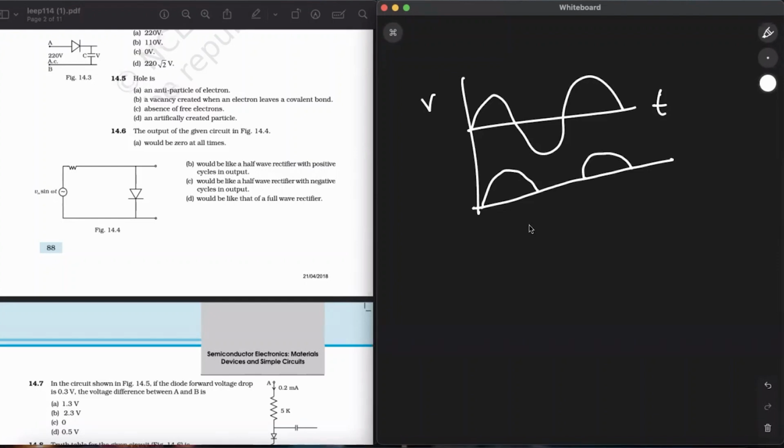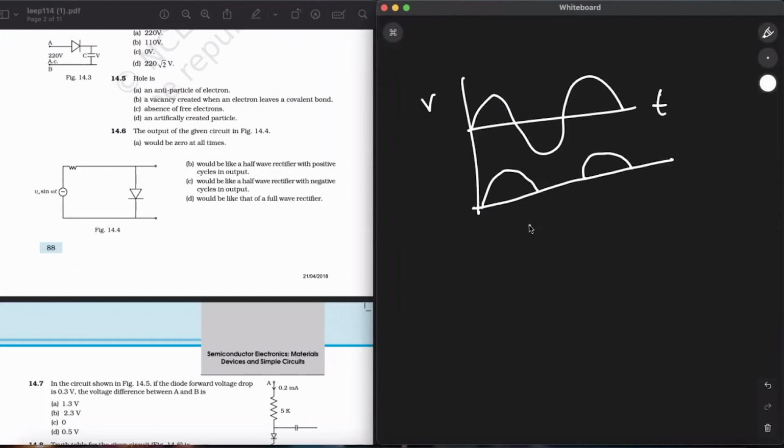And when the diode will be in the reverse bias condition, the negative half cycle of AC voltage that I showed now, the circuit will break at the point where the diode has been put in reverse bias. That will break the circuit and the negative cycle of the potential will not flow through. Okay, the resistance of the PN junction becomes high, which will be more than the resistance in series. That is why there will be voltage across the PN junction with negative cycle in output. Hence, option C will be the correct answer. Would be like a half wave rectifier with negative cycles in output.